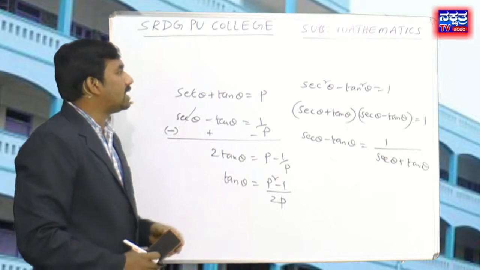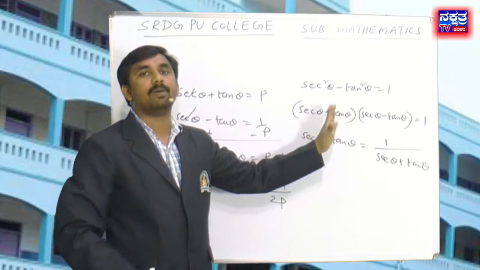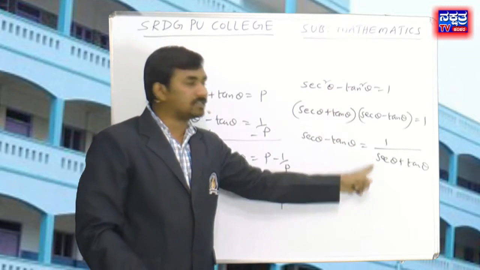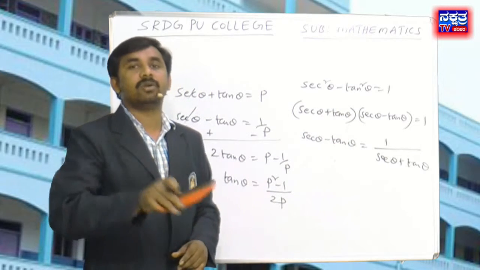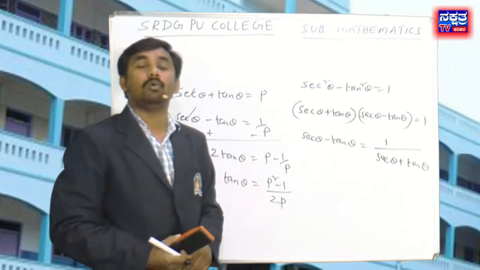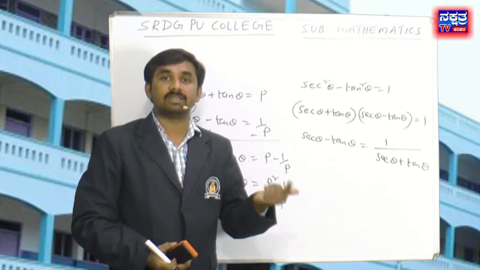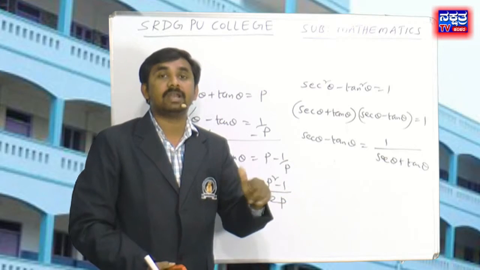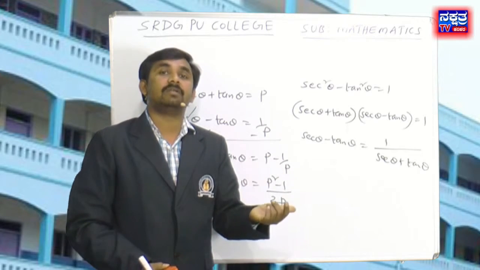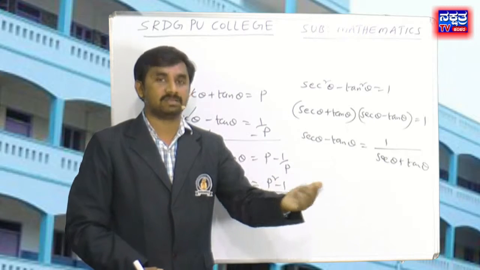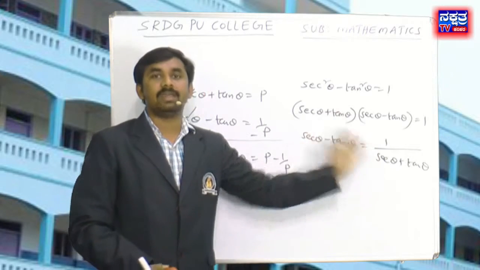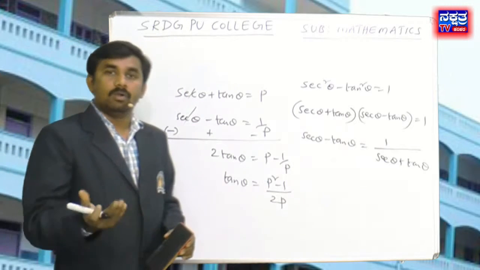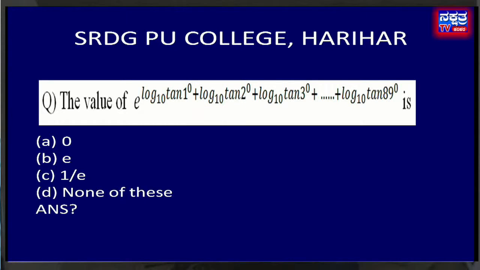So if you observe here, this is the main important rule in trigonometric identities. This application we can apply for cosecant square theta minus cot square theta equal to 1 also. If you know cosecant plus cot, cosecant minus cot is 1 by cosecant plus cot. Cosecant minus cot, if you know, then cosecant plus cot is 1 by cosecant minus cot. Like this, we can change the reciprocals. Remember this one also. What's the next question?